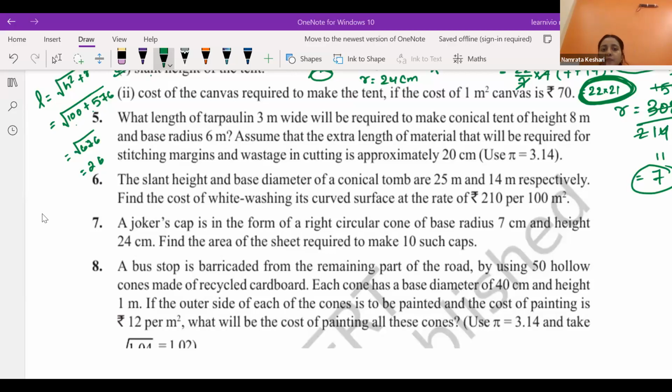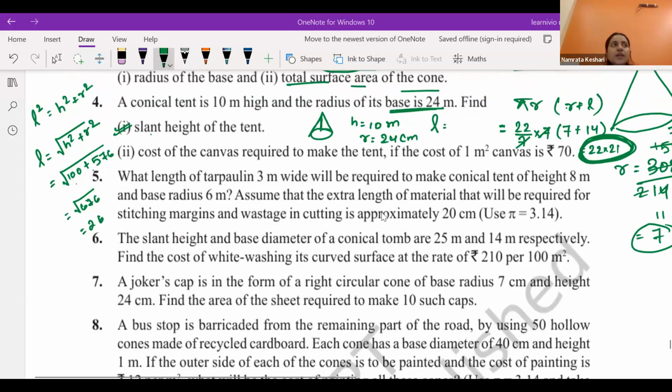Cost is rupees 137280. Everyone is getting the same? Please tell me. Since we are talking about the tent, that means curved surface area of the cone. First, you need to find the curved surface area, pi r L. R is already given, 24. L we have already found, 26.